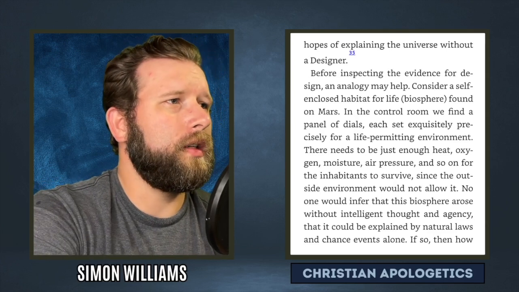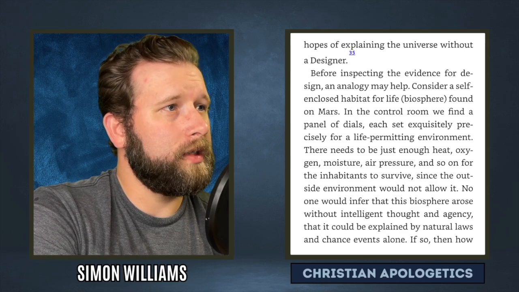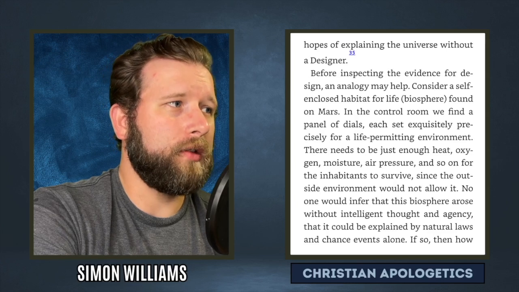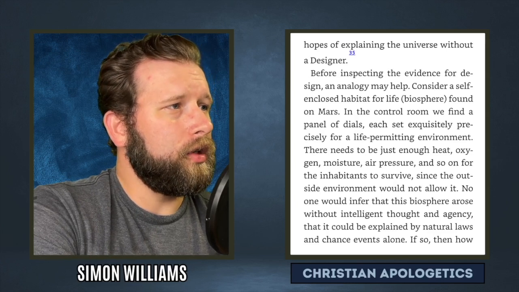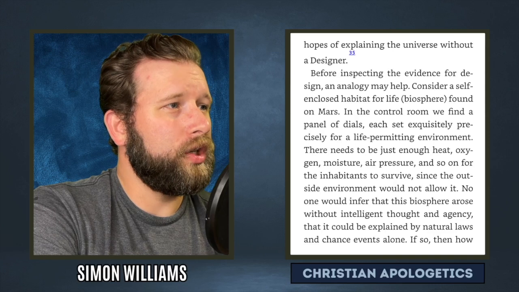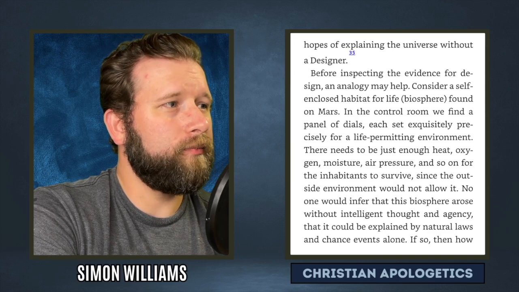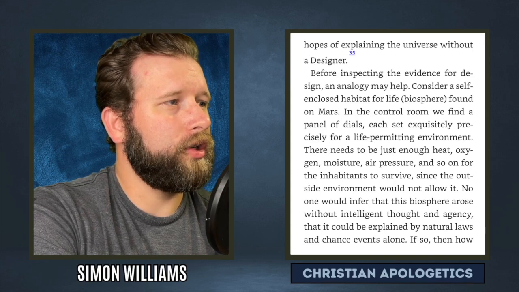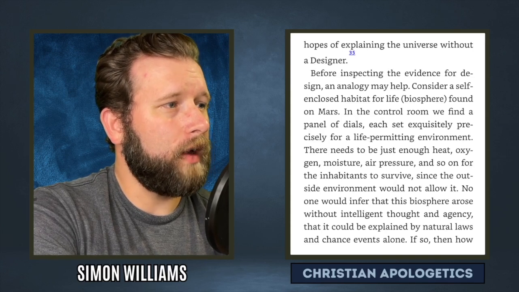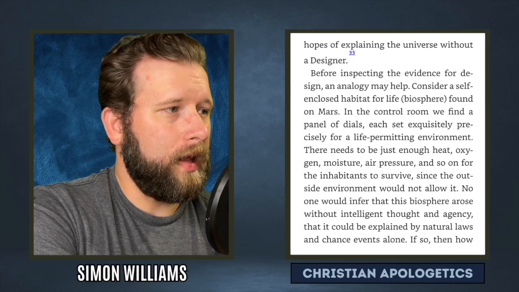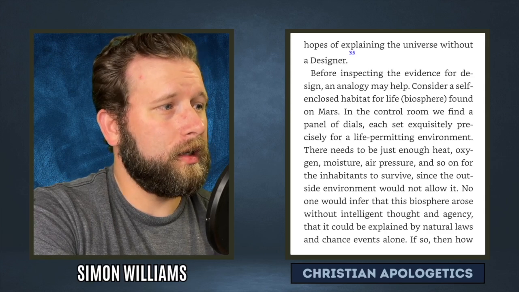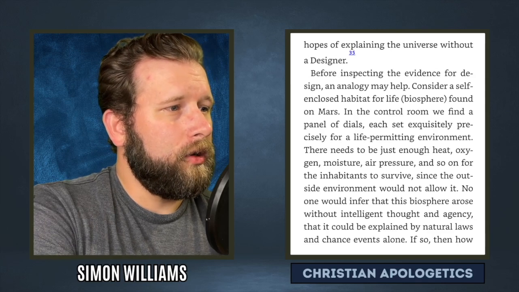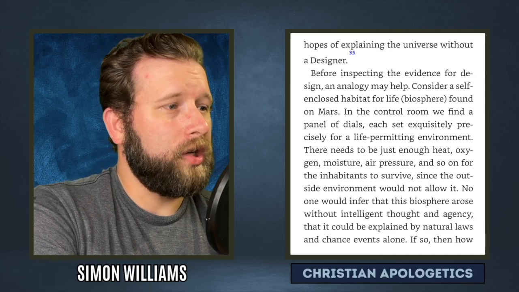Anyway, so Groothuis continues, "Before inspecting the evidence for design, an analogy may help. Consider a self-enclosed habitat for life, a biosphere, found on Mars. In the control room, we find a panel of dials which are set exquisitely precisely for a life-permitting environment. There needs to be just enough heat, oxygen, moisture, air pressure, and so on for the inhabitants to survive, since the outside environment would not allow it. No one would infer that this biosphere arose without intelligent thought and agency, that it could be explained by natural laws and chance events alone.